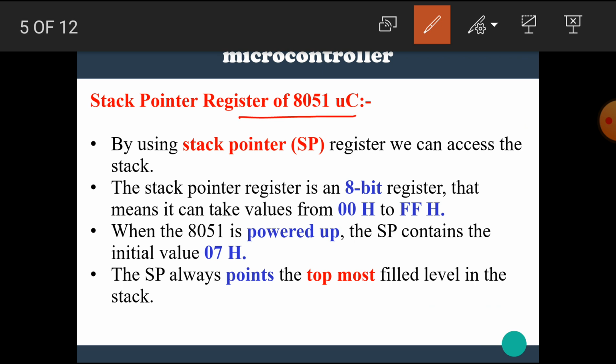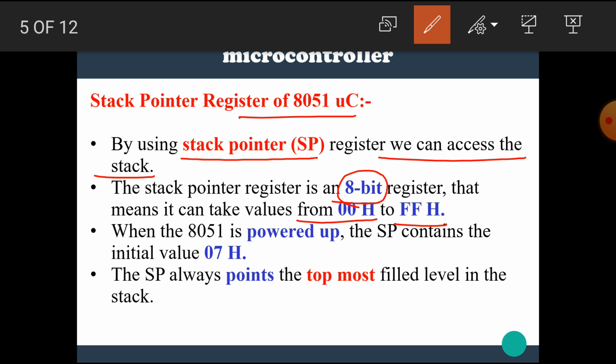Next, the stack pointer register of the 8051 microcontroller. By using the stack pointer register, or SP register, we can access the stack. The stack pointer register is an 8-bit register. That means it can take values from 00H to FFH. Here H represents the hexadecimal value.